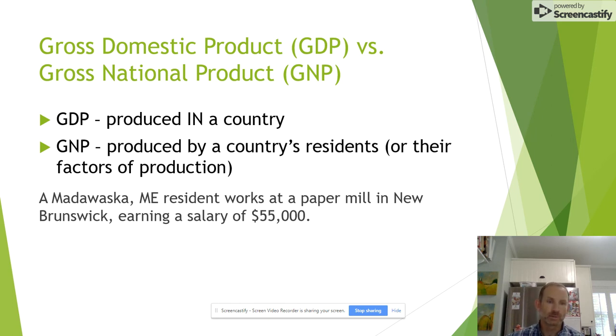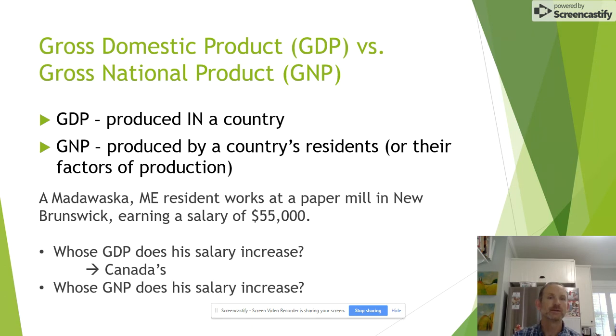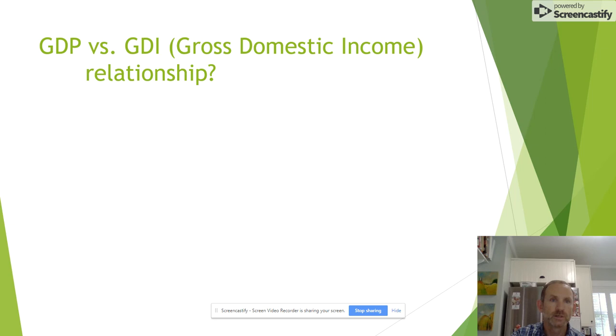So, for example, if you have a Madawaska resident up in northern Maine who works at a paper mill in New Brunswick, this is very common, and they earn a salary of $55,000, whose GDP does that increase? Well, because it's produced in Canada, that would get added into Canada's GDP. But what about GNP? Because it's an American resident working somewhere else, that would count in the US's GNP. So that's the reason those numbers are a little bit different. In the end, they come out to be pretty close to the same in most cases, but that's the difference.